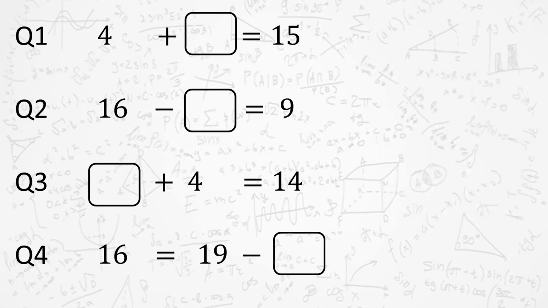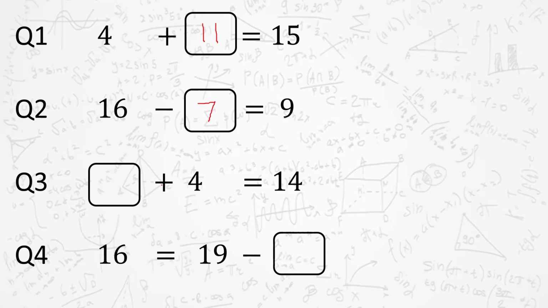Question 1. 4 plus a number equals 15. So to work backwards, we need to look for the difference between 15 and 4, which is 11. So the answer will be 11. Question 2. 16 minus a number equals 9. So that means the difference between 16 and the number is 9. So this number will be the difference between 16 and 9. So the answer is 16 minus 9 equals 7.